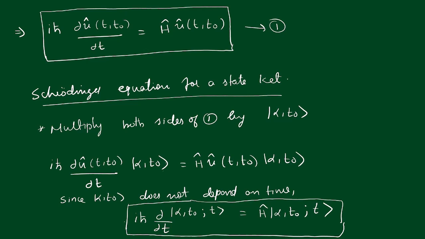Right, so the Schrodinger equation is governed by this equation. The evolution of the state is governed by the Schrodinger equation. Right, the evolution of the state ket is governed by the Schrodinger equation.